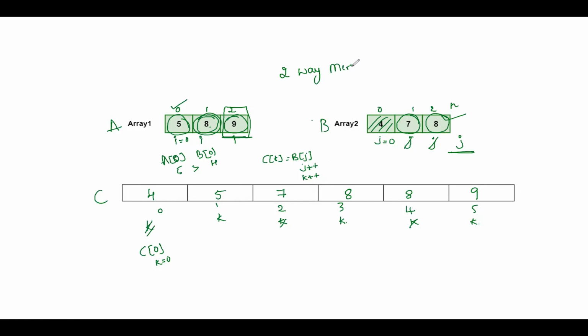Okay, so in this case, this is nothing but two-way merge. Remember this, students. This is a two-way merge because we are going to be using two arrays. Similarly, I can have three-way merge. Now, how can I do that? Let me take an example.